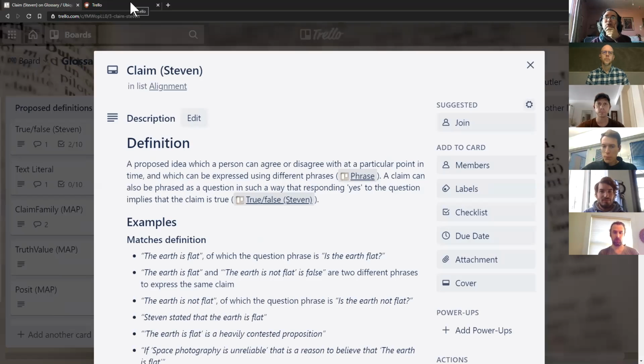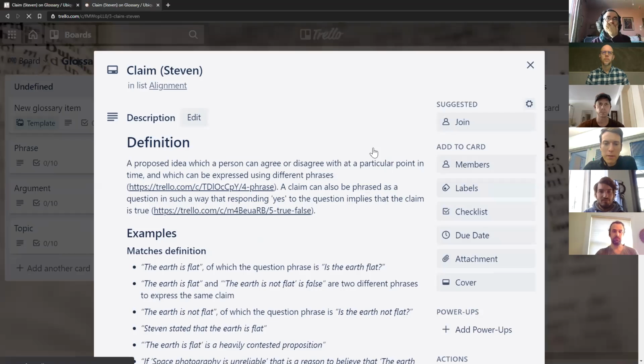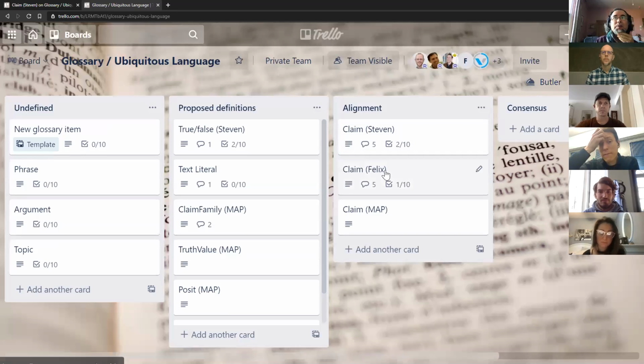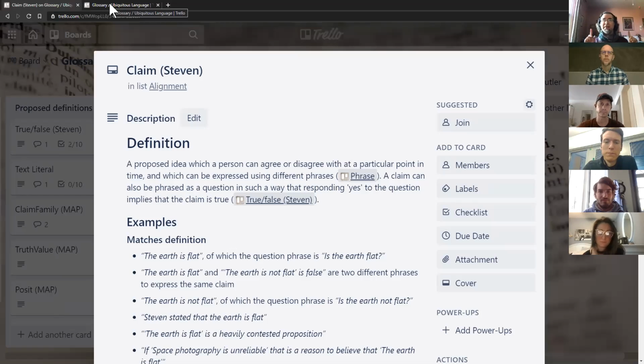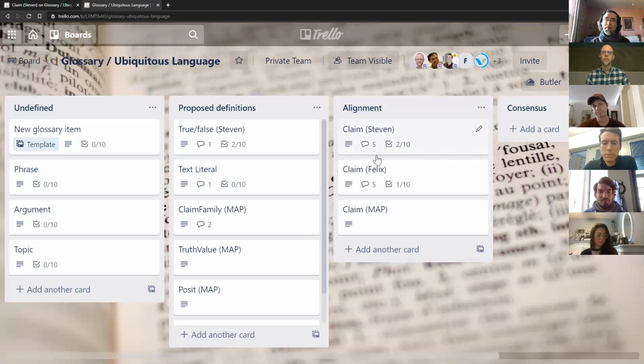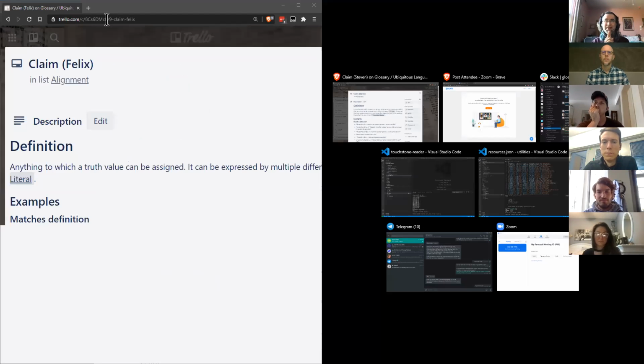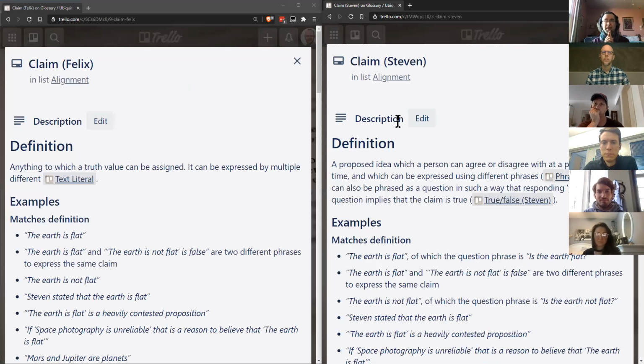A claim can also be phrased as a question. Yeah, it doesn't mean the claim is a question. It says you can. No, but here the Earth is flat and the Earth is not flat is false. Okay, cool. But is the question okay? Question, clarification. When you say the question phrase is the Earth is not flat, is the question phrase part of the claim or is it a separate thing? I would call it a separate thing. Okay, fair.